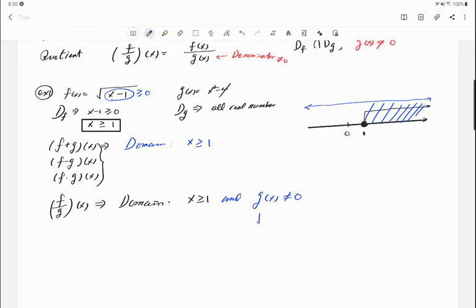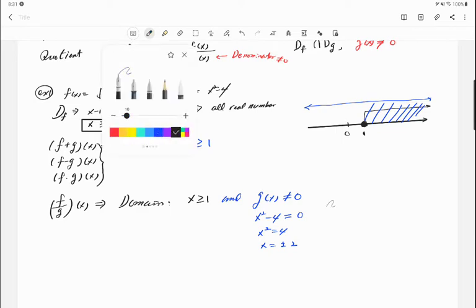So g of x is x squared minus 4. This one cannot be equal to 0. So let's make it 0 and then find the x. Then this is x plus 2. Well, let's try this. x squared equals 4, so x equals plus or minus 2. Right? So actually the domain is x has to be greater than or equal to 1, and then x cannot be negative 2 or positive 2.